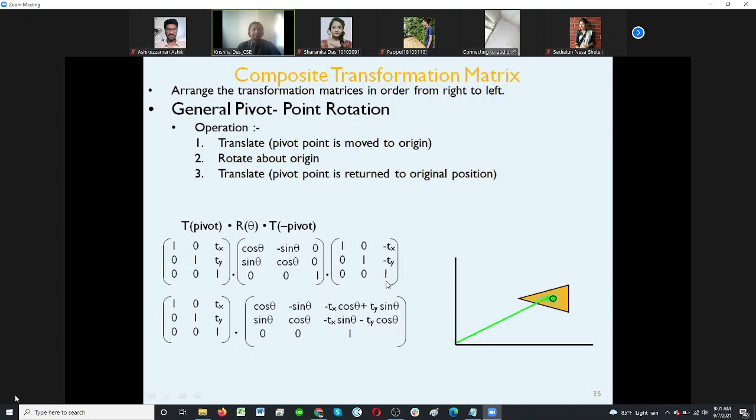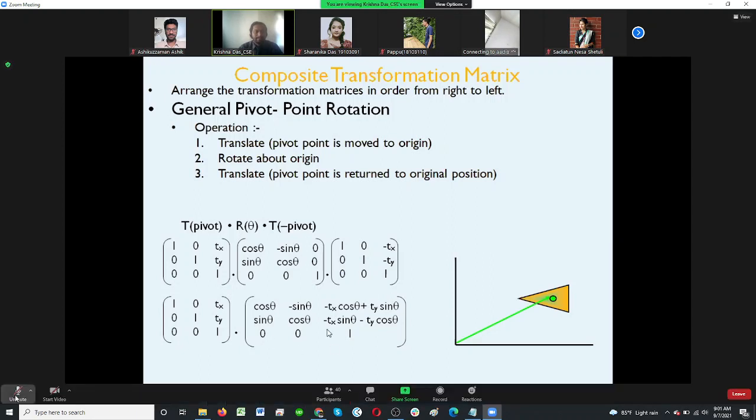At this moment, you will see that first, for those two matrices on the right hand side, we have done the dot matrix product, and we get cos theta, minus sin theta, minus tx cos theta plus ty sin theta, cos theta. So if we go row by column like this for all of them, we get this one. Okay. Yes, sir.